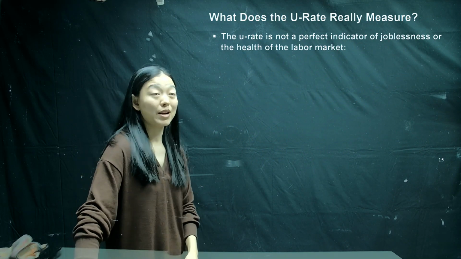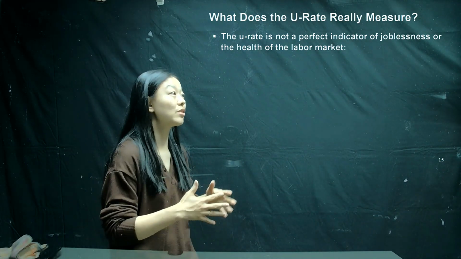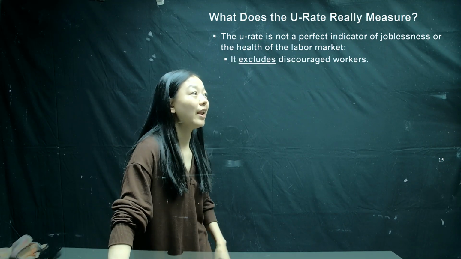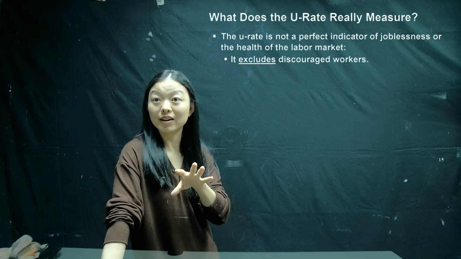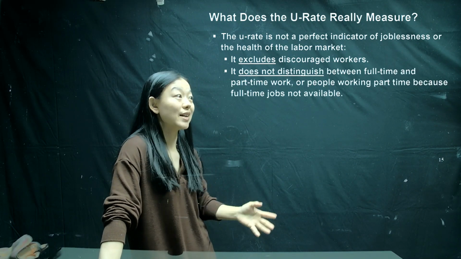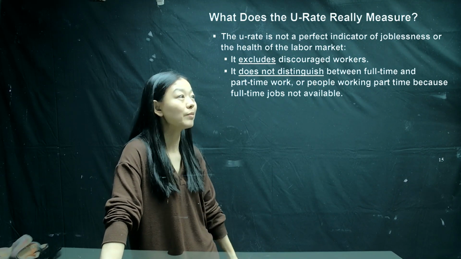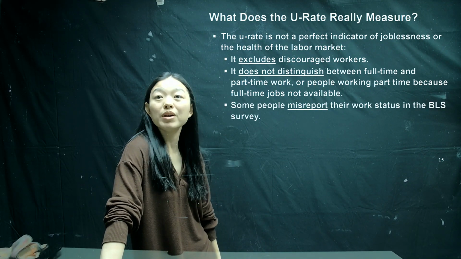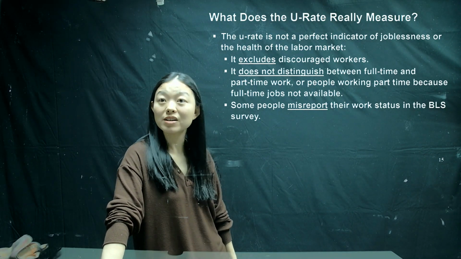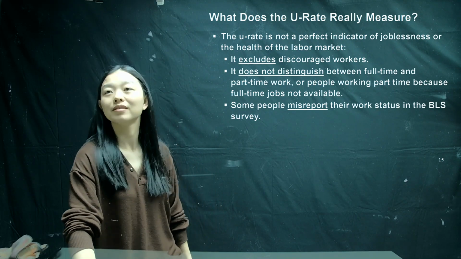What does the unemployment rate really measure? The unemployment rate is not a perfect indicator of joblessness or the health of the labor market. It excludes discouraged workers like John in the second case. It doesn't distinguish between full-time and part-time jobs, and people who work part-time may do so because a full-time job is just not available. Some people might also misreport their work status during the survey, because our data are collected based on surveys. Those are some shortcomings of the unemployment rate.